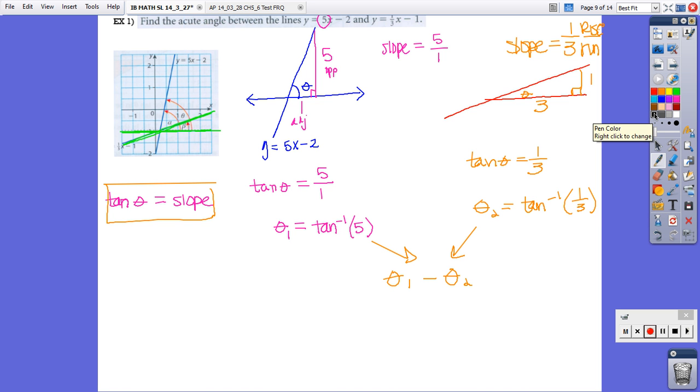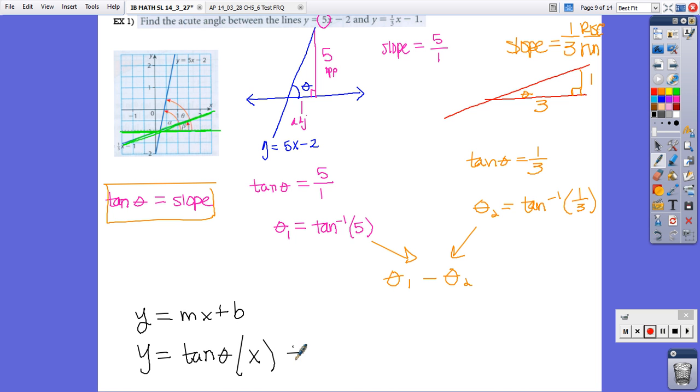Some books actually even show the equation of a line, y equals mx plus b, differently. They'll show it as y equals m being the tangent of the angle times x, and then plus b, because that definition actually is the same. So we're using the definition that the tangent of the angle is the slope. So that's the angle between.